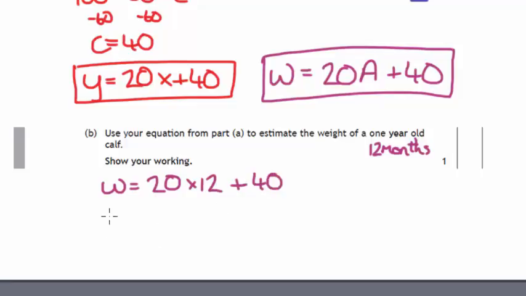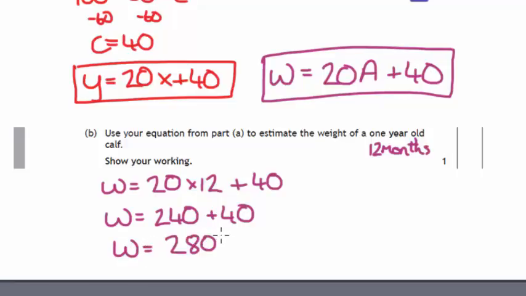Again, remember, this is non-calculator, so you probably need to do the working out here. 10 times 12 is 120. 20 times 12 is then going to be 240. And we've still got the 40 to add on. So the weight, if it's 1 year old, is going to be 280 kilograms. That's your answer to question 5.